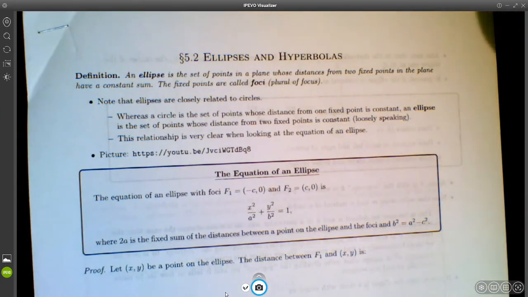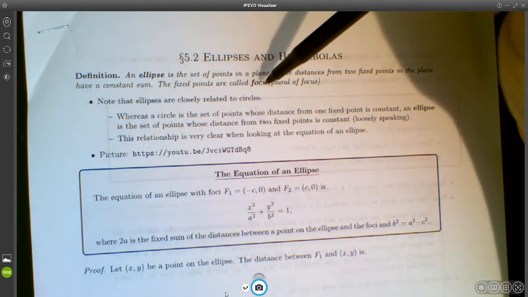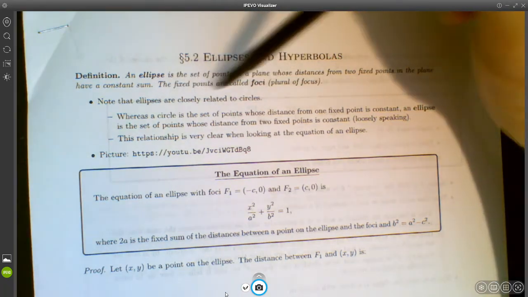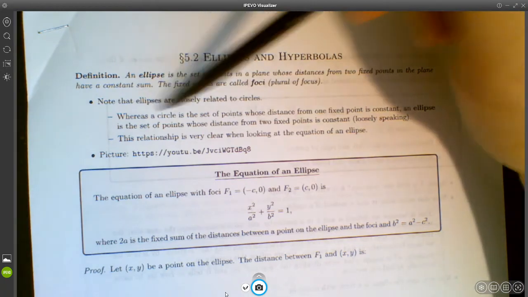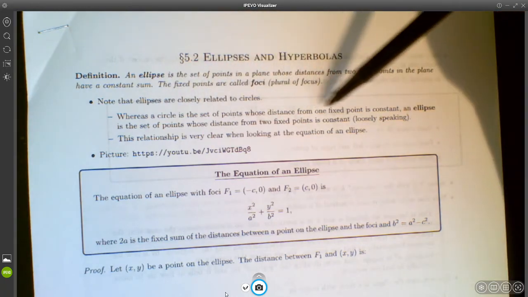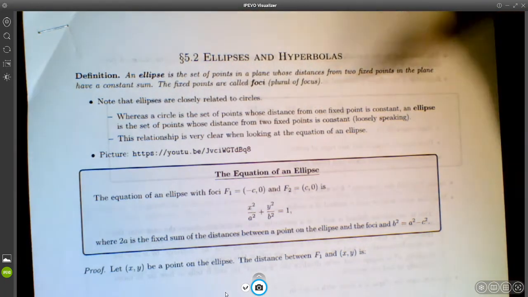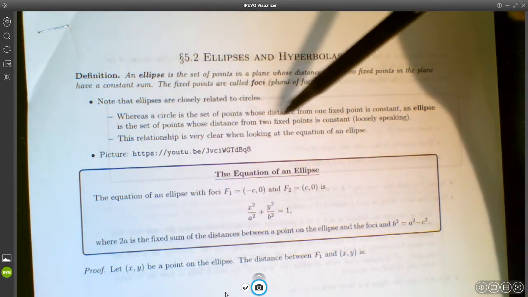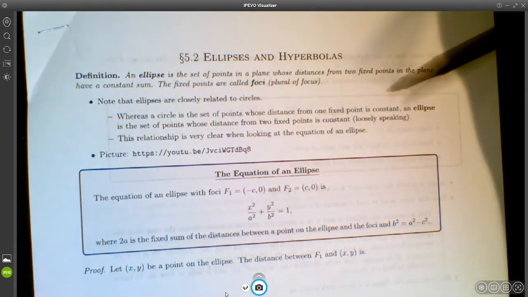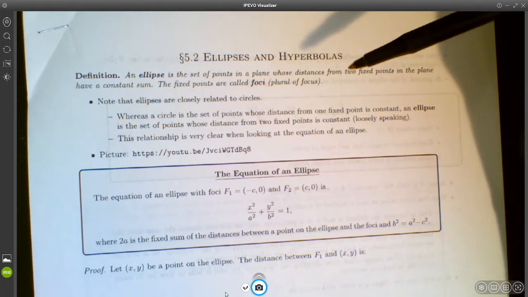So note that ellipses are closely related to circles, right? A circle is just the set of points whose distance from one fixed point is constant. An ellipse is the set of points whose distance from two fixed points is constant, right? Loosely speaking, the sum of those distances is constant.